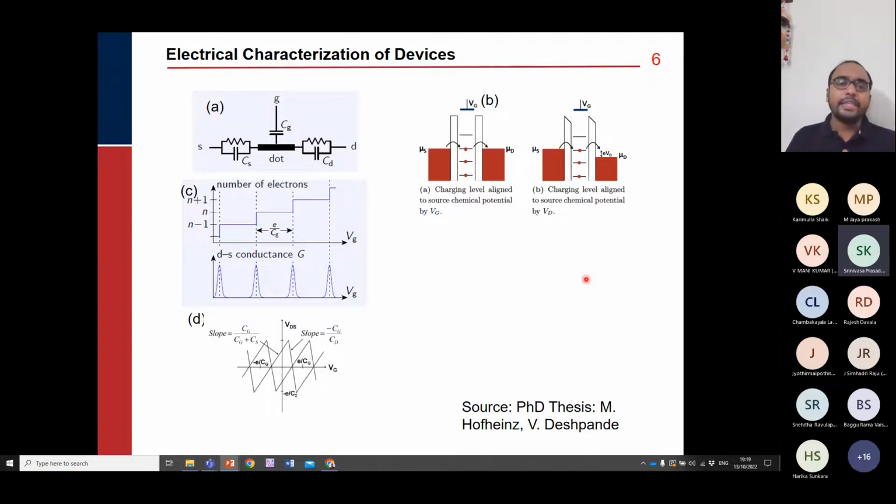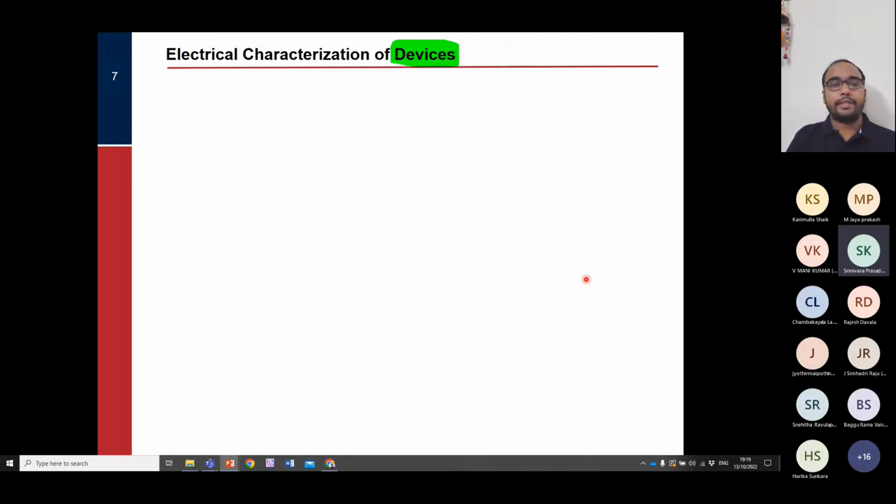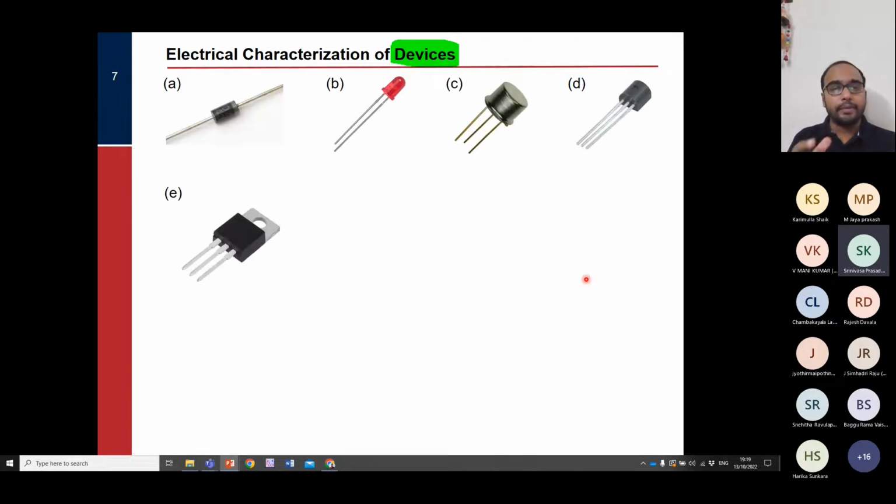Now, let's say there are such very fancy devices. If we want to measure something at the lab scale, then what will we do? We'll go to the basics and see how electrical characterization works. Let's start here: what are the most common electronic devices that we see in our lab? Here you can see we have the PN junction diode, then the light emitting diode, then different types of transistors like bipolar junction transistors, then field effect transistors, etc.